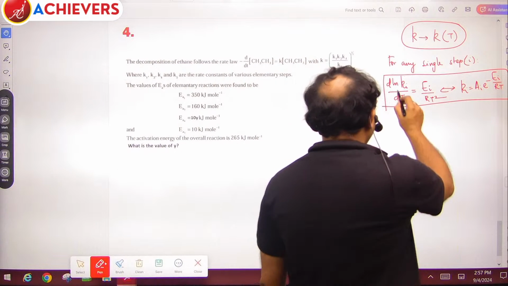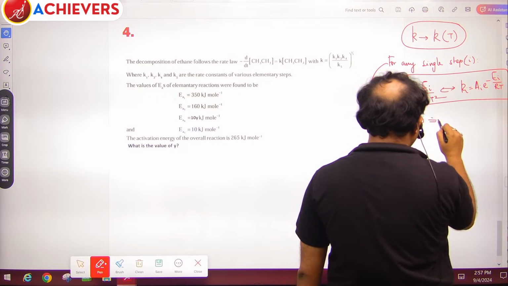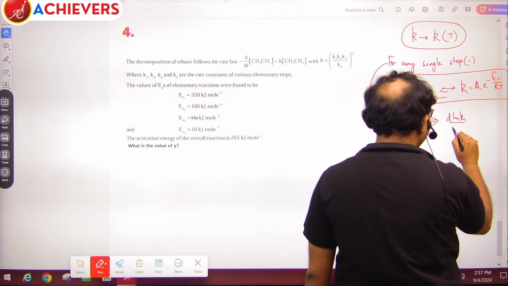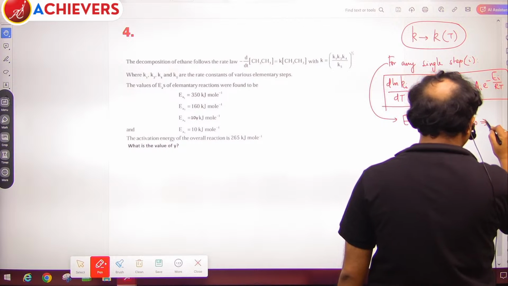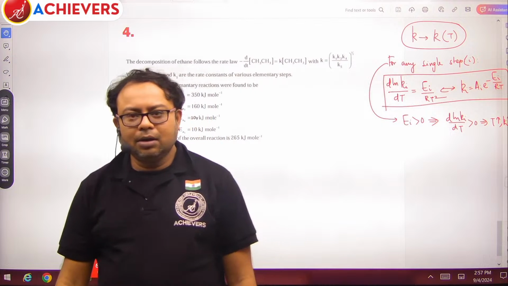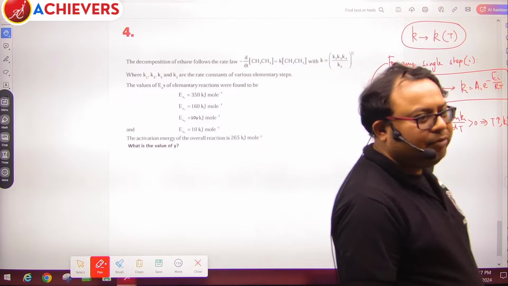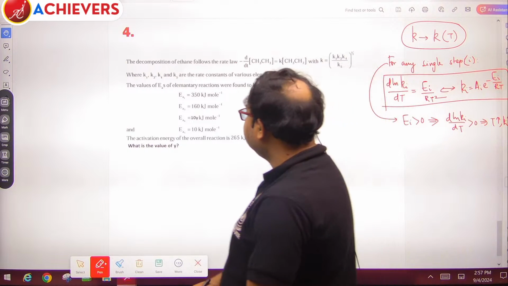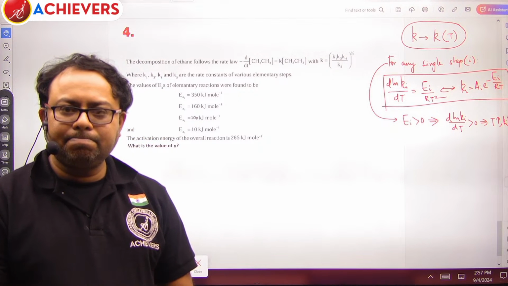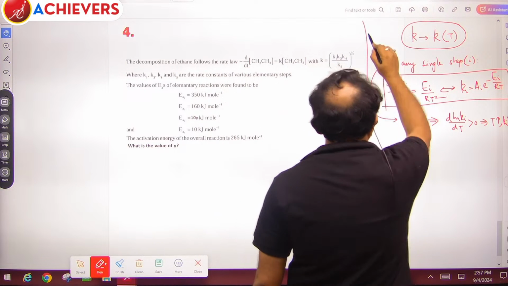For any single step, this Ei is positive. And as this Ei is positive, dln Ki/dT is positive. That means with increase in temperature, the rate constant will increase. So this is all about a single step.